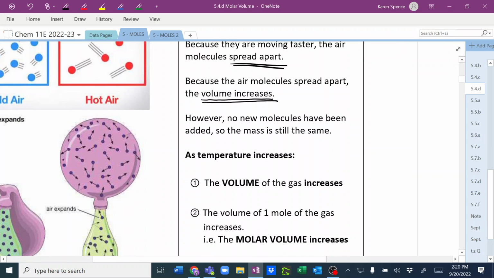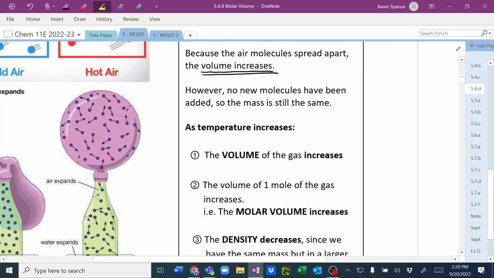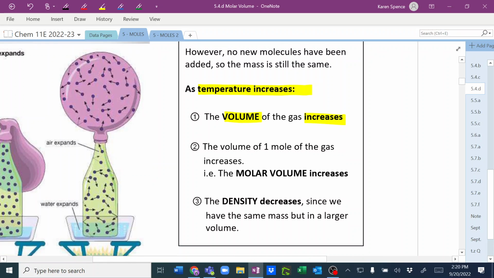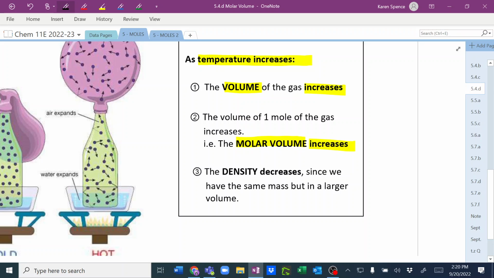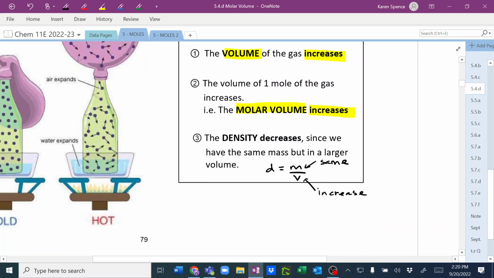So as temperature increases, the volume increases. And so the molar volume increases. Doesn't matter how many moles you have, whatever it is, it'll also increase. But density, remember, what is density? Density is mass over volume, and the mass stays the same, but the volume does what? Increases. And so if you have a larger number on the bottom, then the density will get lower.